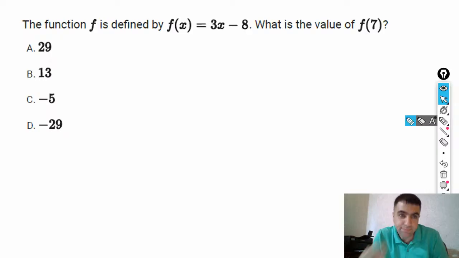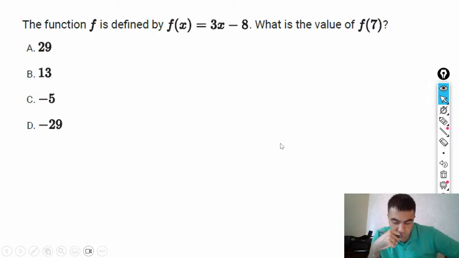Let's continue. The function f is defined by f of x is equal to 3x minus 8. What's the value of f of 7? Turan said, teacher, I think it wasn't easy like that.